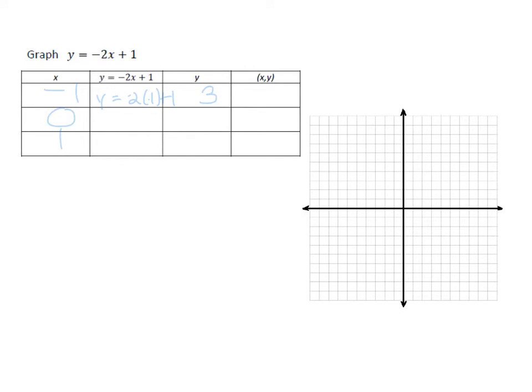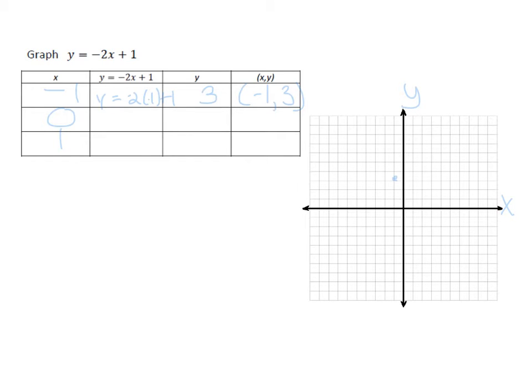And so we need our coordinate points. The x value that we used was -1, and the y value that we found from plugging it into the equation was 3. So now we can take that point and go over to our graph and plot it. We go to our x-axis and our y-axis, and our x is -1 and y is 3. So we're at -1, 1, 2, 3. We are right here.